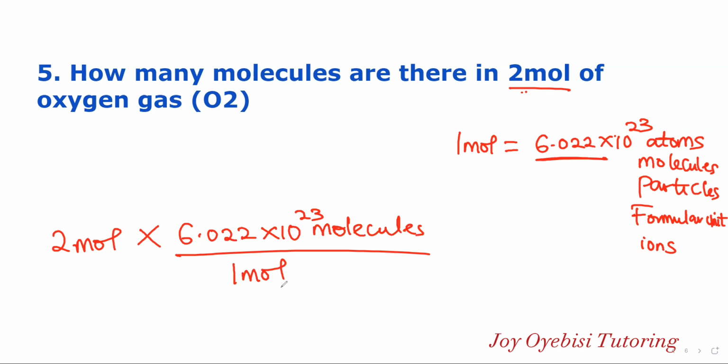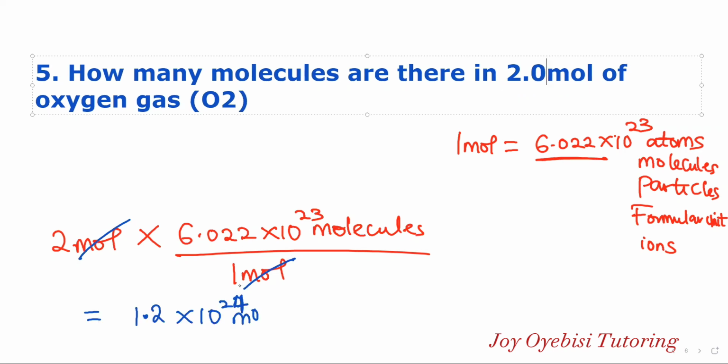That is, if these 2 moles were 2 molecules and they're asking for how many moles, then it's the other way around. So at this point, what I would do is cancel out the moles, and then you multiply. That's going to be 1.2 times 10 raised to the power of 24 molecules. So always remember, molecules and moles are not the same when it comes to these calculations. Okay, so that will be your answer.